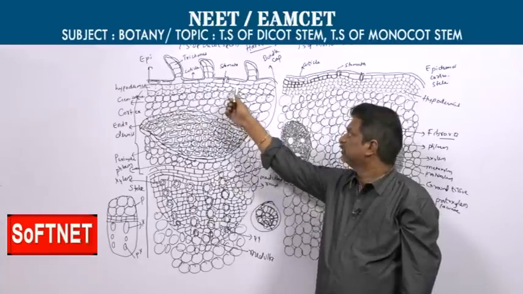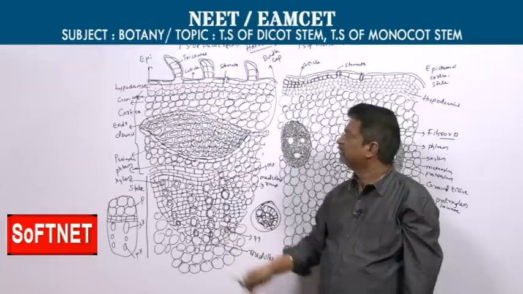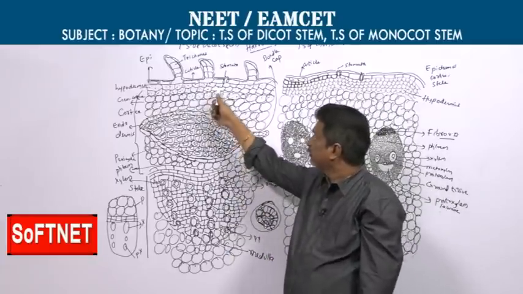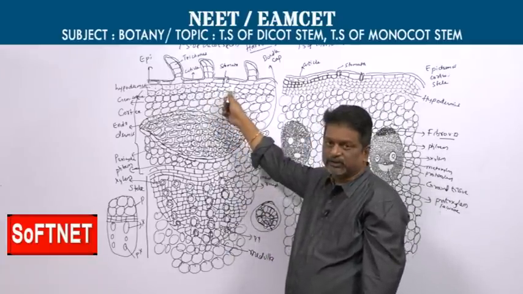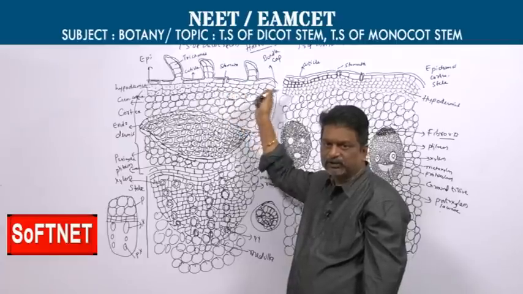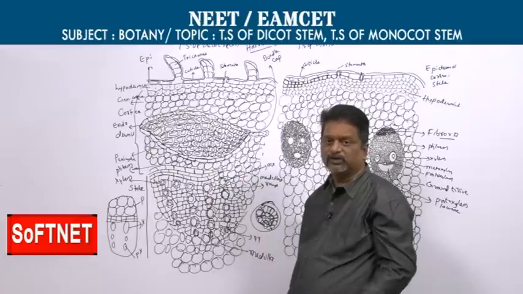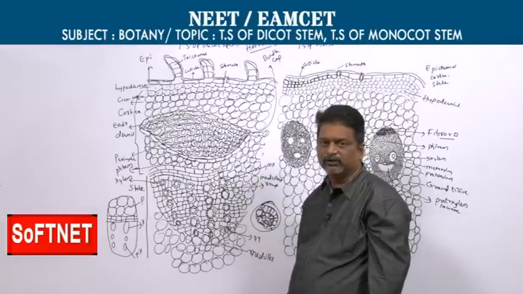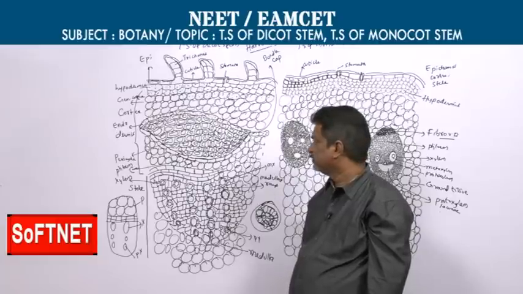In stems, exodermis is replaced by hypodermis, but the point is in dicot stem hypodermis is collenchymatous, so it performs photosynthesis and mechanical support. But in monocot stem, it is totally sclerenchymatous. It provides only mechanical support.